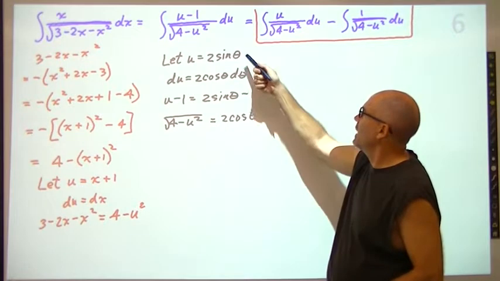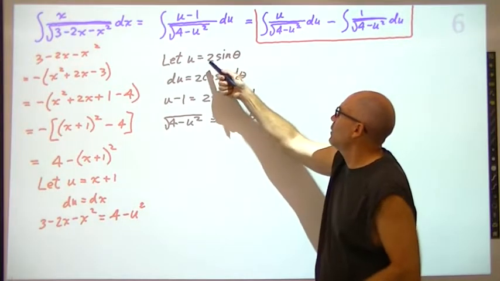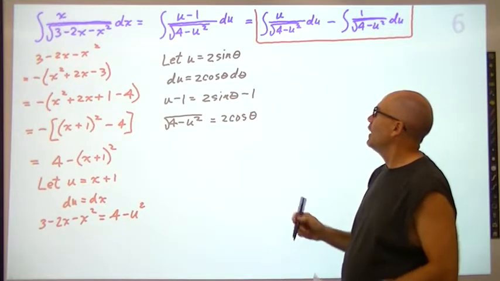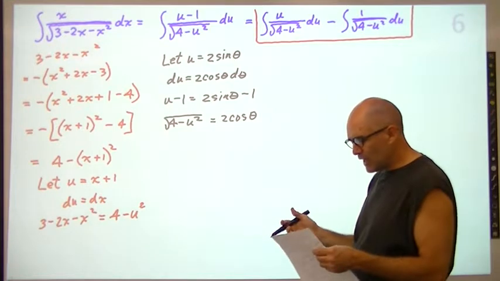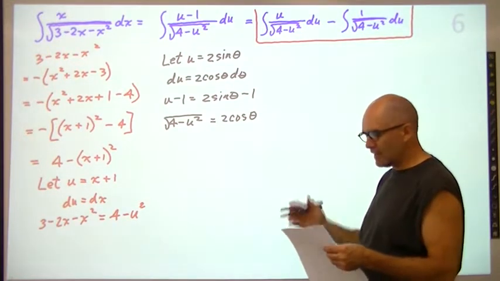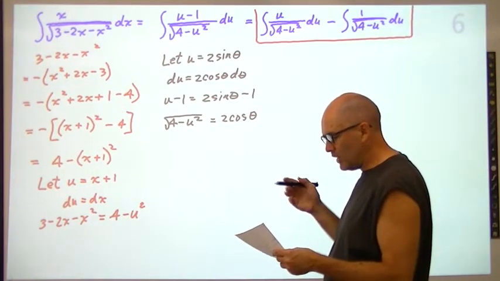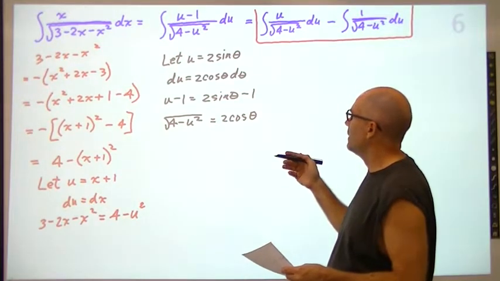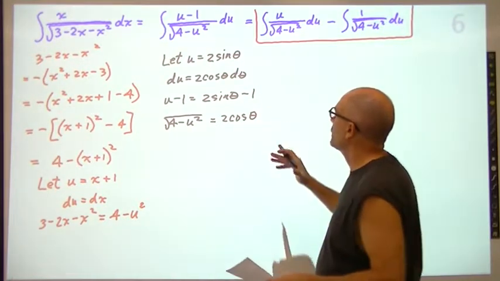You know, if you let u equal a sine theta, you're going to end up with the radical being a cosine theta. If u equals a tangent theta, then the radical ends up being a secant theta. And if u equals a secant theta, then your radical is going to end up being tangent theta. So here we are, we have all the parts.